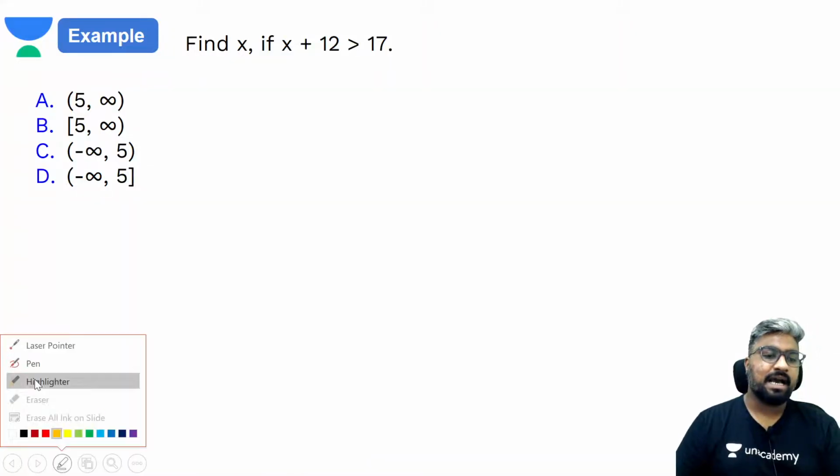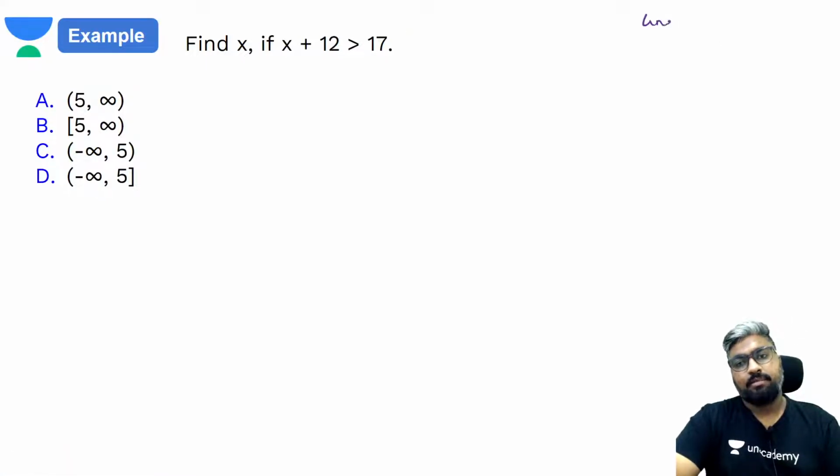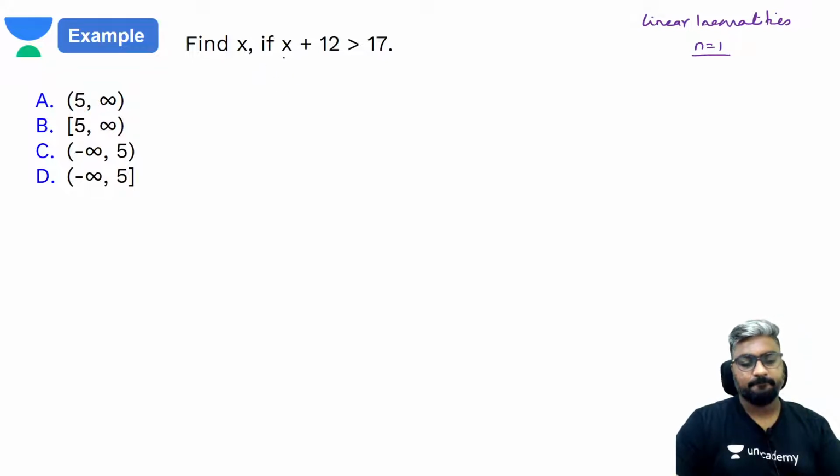Okay, now let's start solving linear inequalities. It is called linear inequalities because what is the degree of the inequality? 1. In linear inequalities, the degree must be equal to 1. Yes, try this, solve this quickly. x plus 12 is greater than 17. So what will be x? Find x. Quickly.